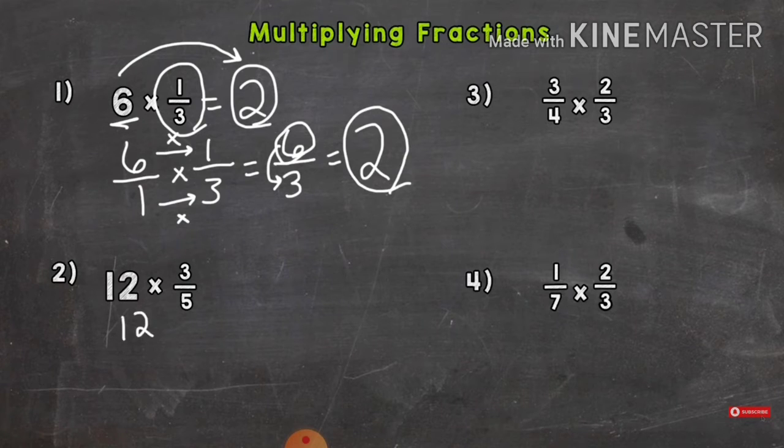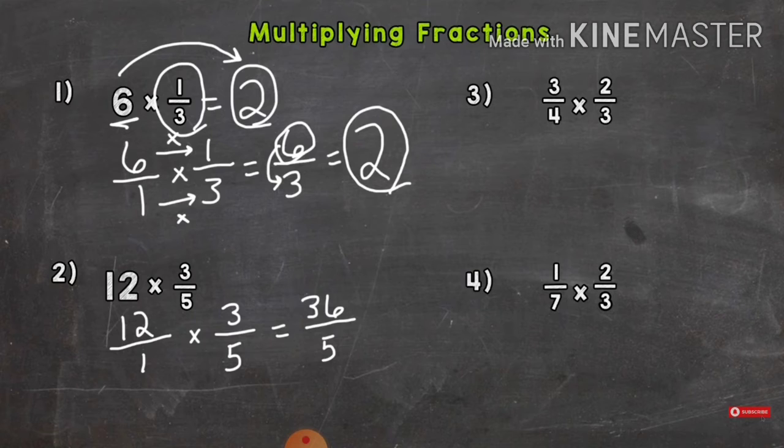So let's take a look at number 2. We have 12. So it's a whole number. Let's put it over 1. And we multiply by 3/5. So go straight across. 12 times 3, 36. 1 times 5 is 5. So 36/5. That's our answer, but it's improper. So we need to divide the numerator by the denominator. So 36 divided by 5. How many whole groups of 5 can we pull out of 36? And the answer is 7 wholes. So that's our whole number here.